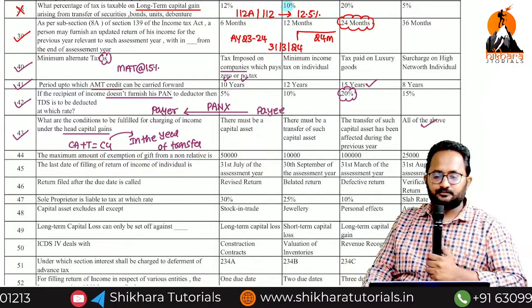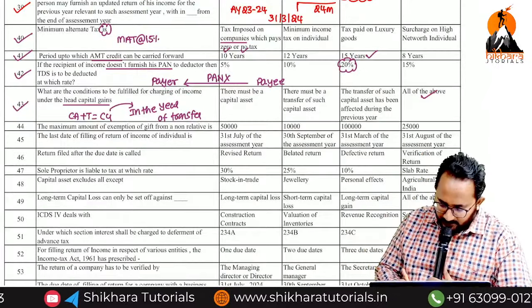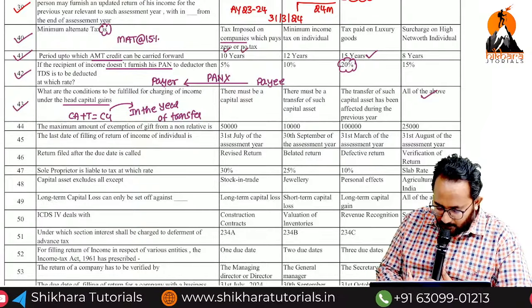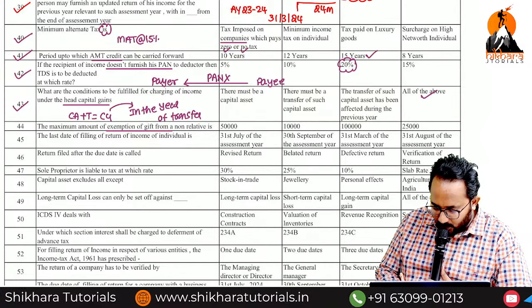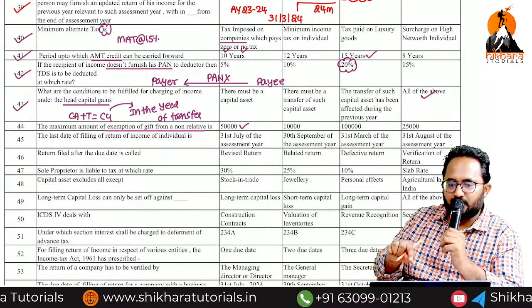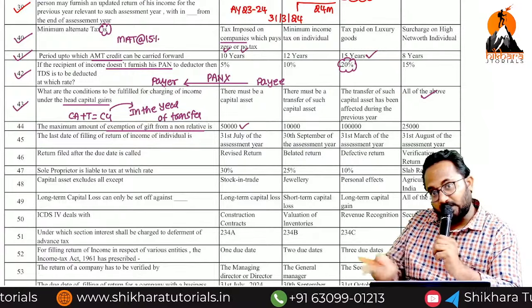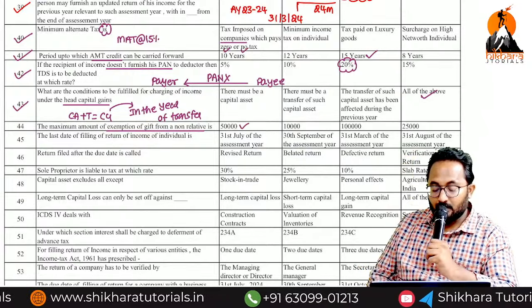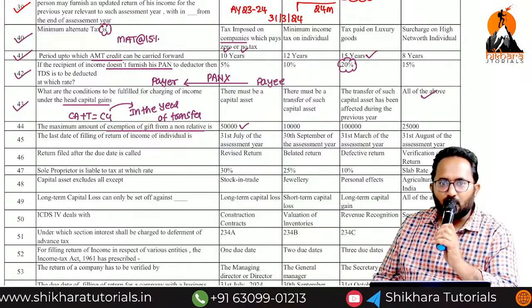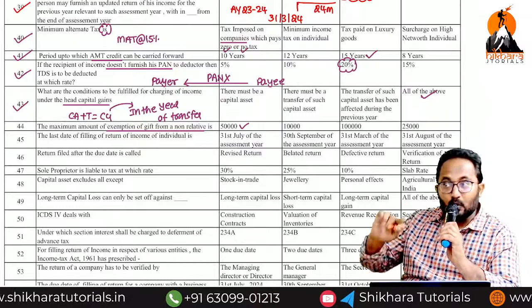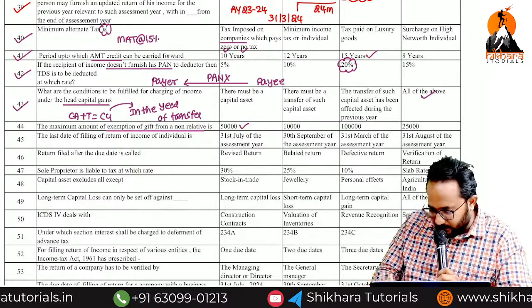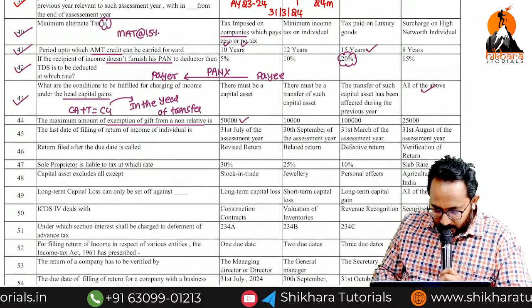All the above. Next, what is the maximum amount of exemption of gift from a non-relative? 50,000. Suppose I am receiving 55,000 from a non-relative, 55,000 is taxable. Remember, if I am receiving a gift from a non-relative of 55,000, that is more than 50,000. So that's why the entire 55,000 is taxable in the hands of the recipient of the gift under income from other sources.